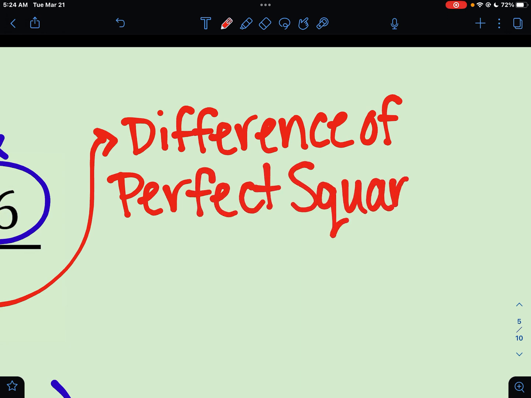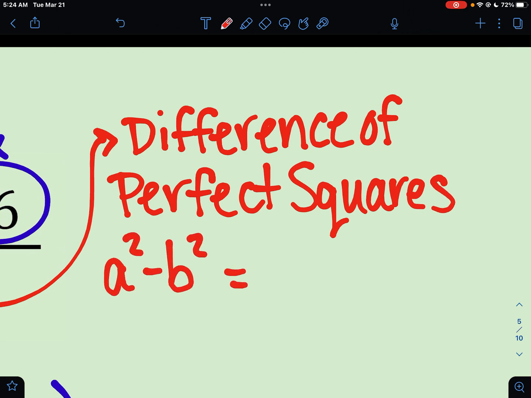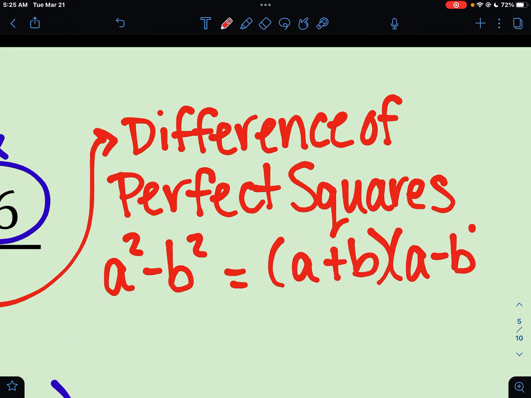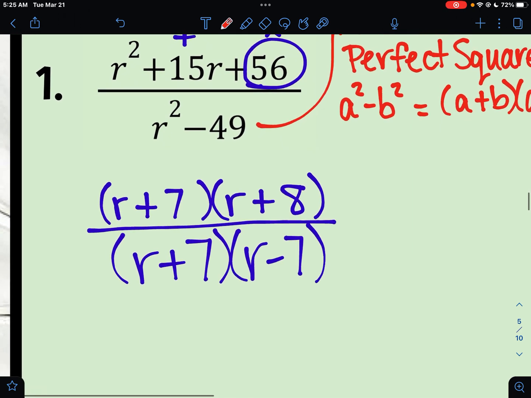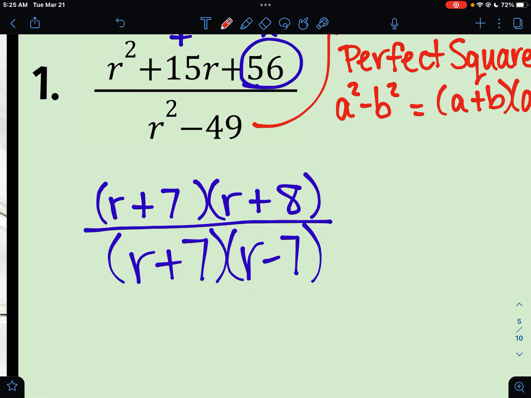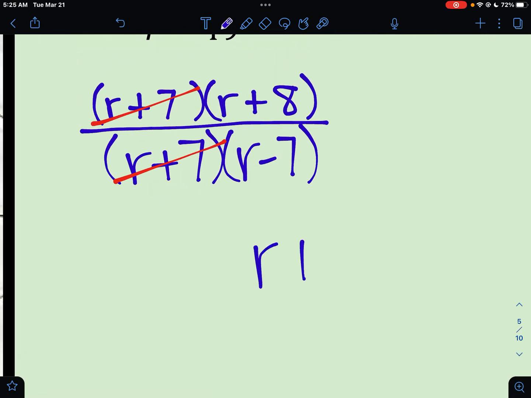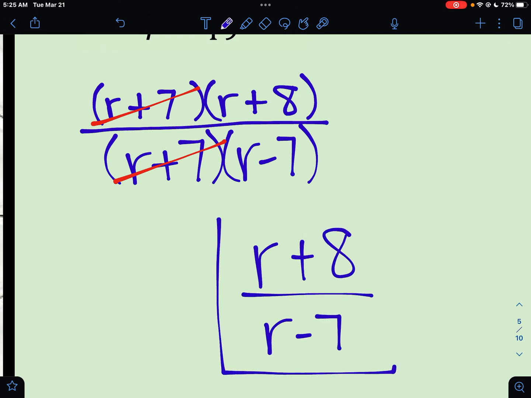So write this formula in your notes if you need to. A squared minus b squared equals a plus b, a minus b. If you need help with that, let me know and I can go over some of it with you tomorrow. Okay, so now I'm going to cancel out the matching terms, and then I'm going to write what's left. Okay, and that's my answer. It's not too bad. I think you guys will do all right.